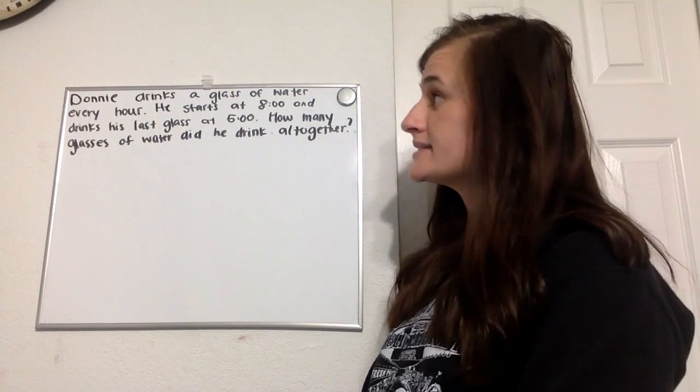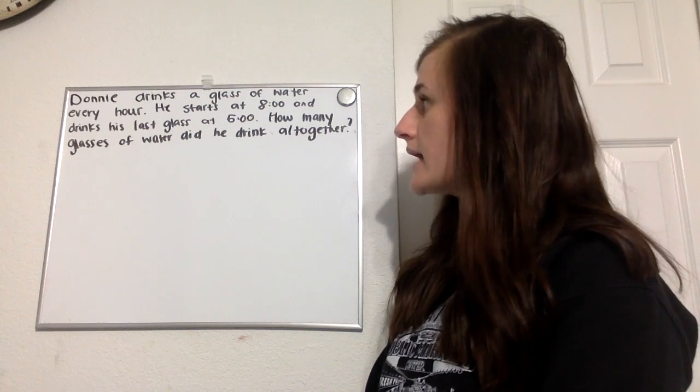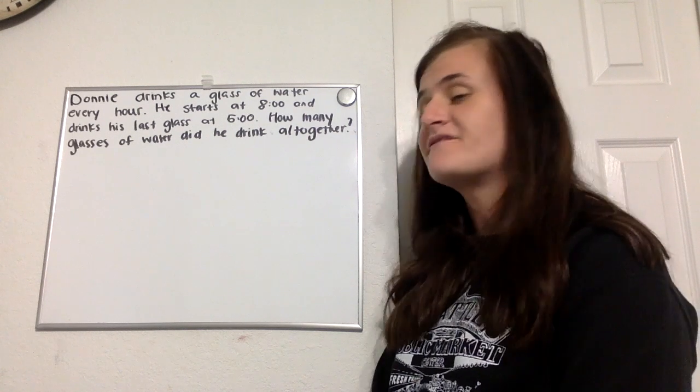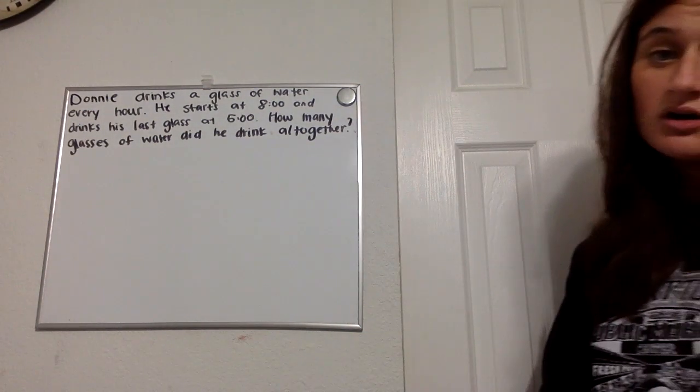It says, Donnie drinks a glass of water every hour. He starts at 8 o'clock and drinks his last glass at 5 o'clock. How many glasses of water did he drink all together?